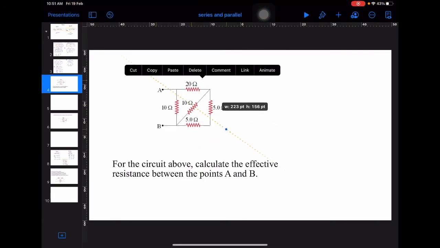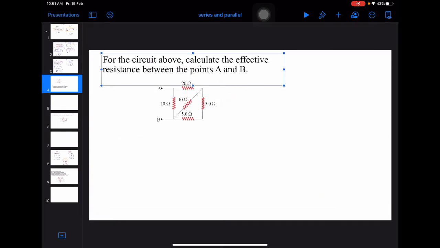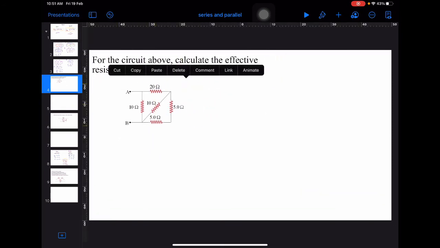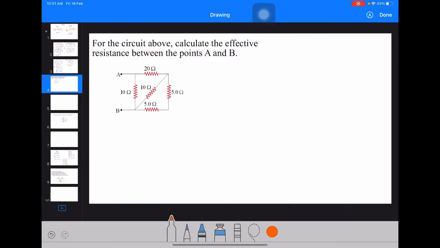I'm going to make this one a little bit smaller and put it over there. Okay, so for the circuit below, dah terbalik lah. Below, calculate the effective resistance between the points A and point B. Okay, basically they just want to calculate the effective resistance for this circuit.